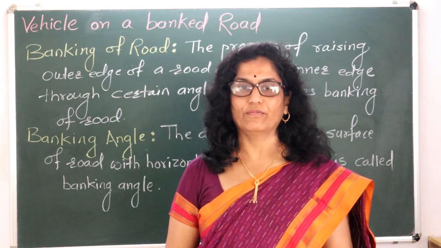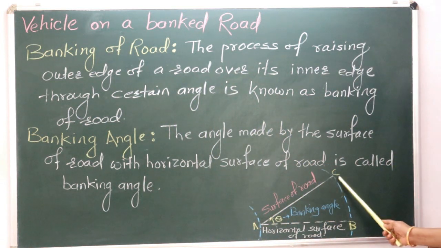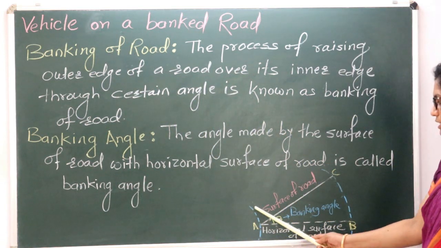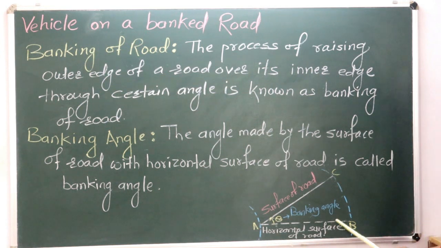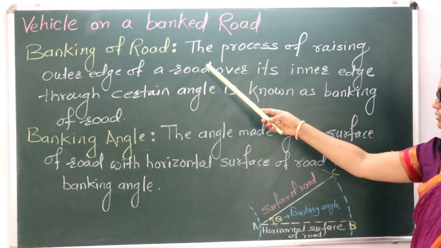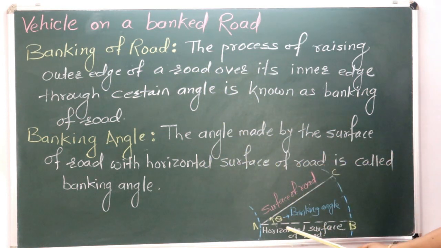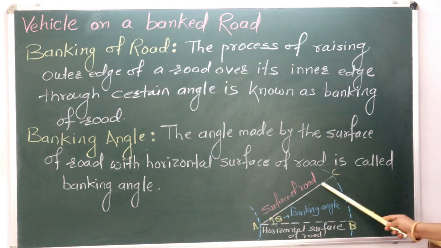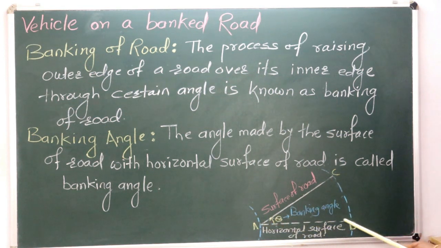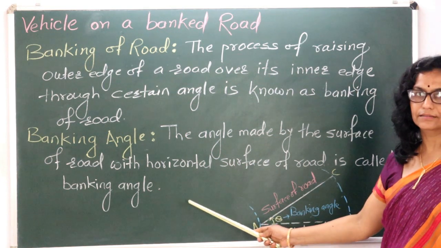What is banking of road? The process of raising outer edge of road over its inner edge through certain angle is known as banking of road. Banking angle: the angle made by the surface of road with horizontal surface of road is called banking angle.